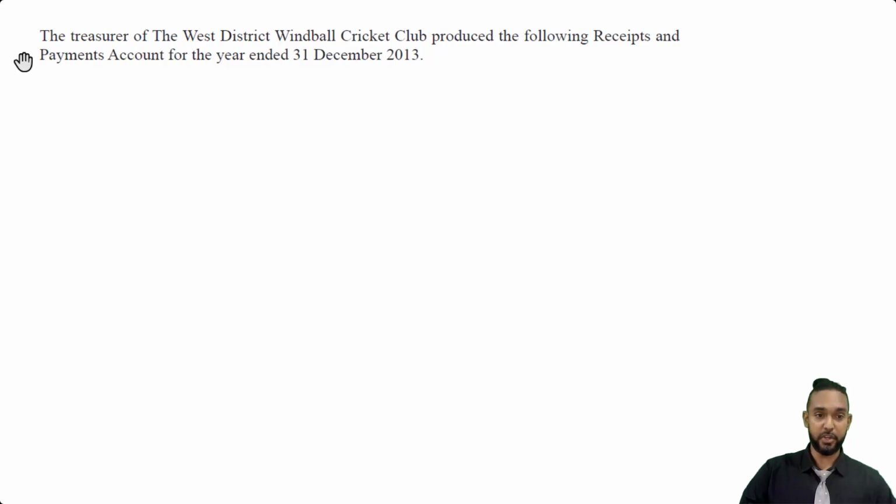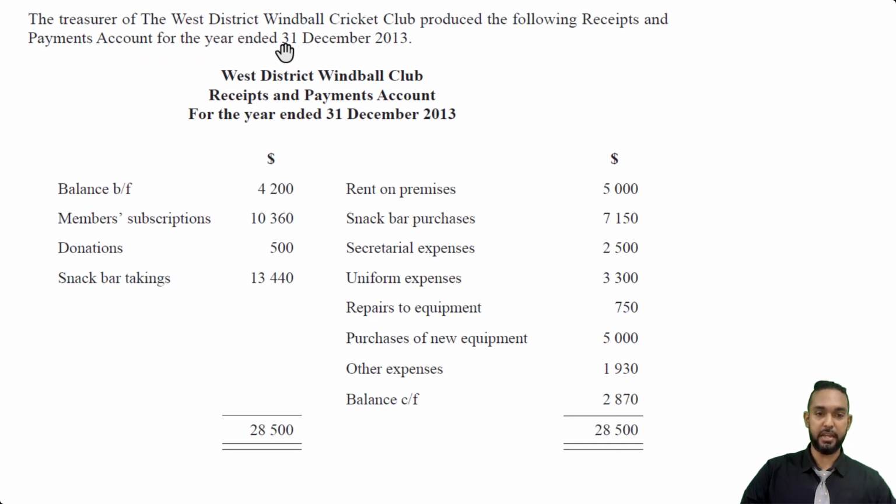Okay, so let's take a read of the question. The treasurer of the West District Windball Cricket Club produced the following receipts and payments account for the year ended 31st December 2013. So what you have to know on the current iteration of the CSEC POA syllabus is how to prepare a receipts and payments account.